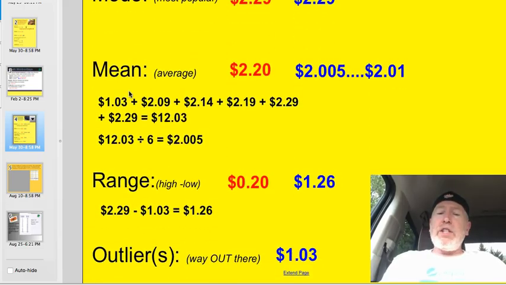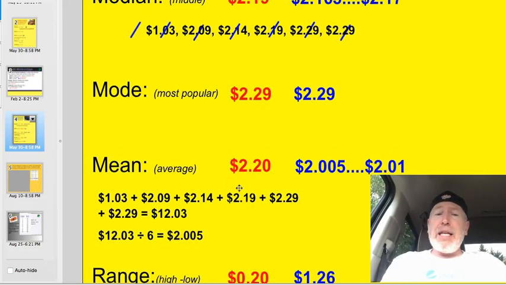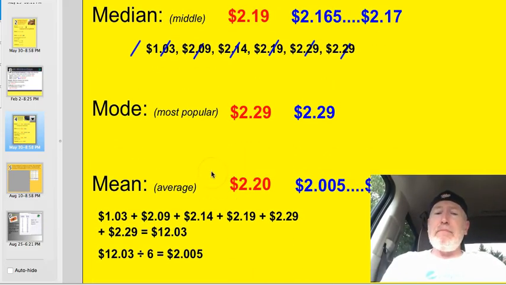All right, the range, of course, changed too. The range was 20 cents before, and now it's $1.26. And again, that's because we added this additional value. Now, when you add an additional value, it doesn't always have to be an outlier. If it's not, it probably won't change that much. But if you add in an outlier or take away one, you're going to get a bigger change in the mean, the median, and mode, especially in the mean.